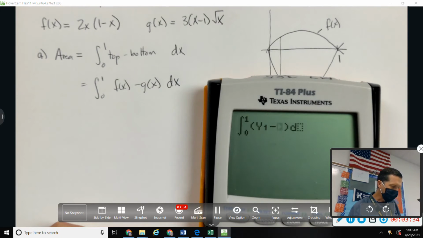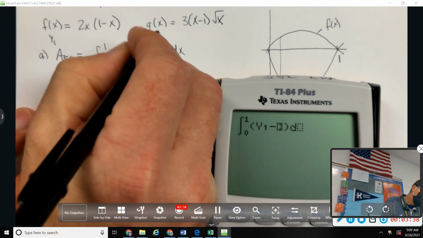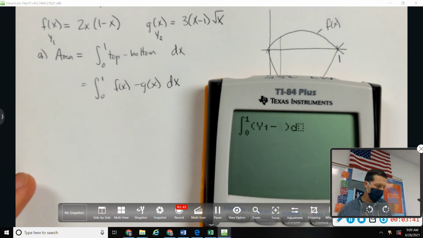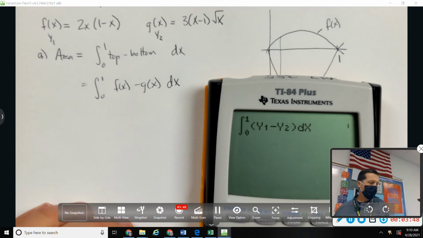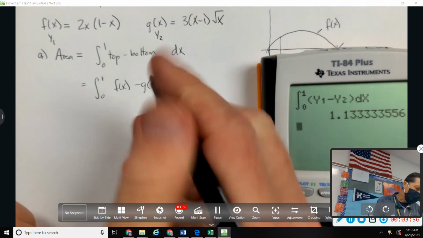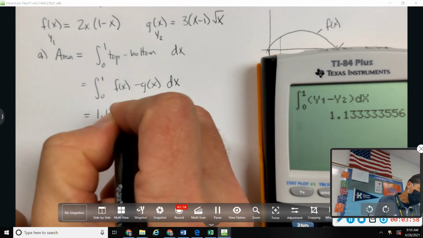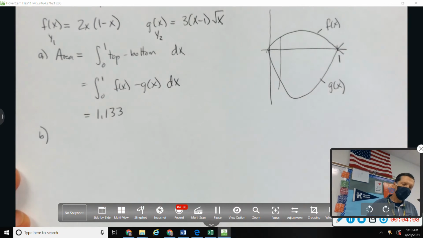Maybe I need to write down which one is which. I don't need to do that for the grader, but maybe just for myself. Who's y1 and who's y2. That takes a little bit of thought there. To 3 decimals, that would be 1.133. That's as close to free points as you get on the AP test, I feel like. Area between the curves.